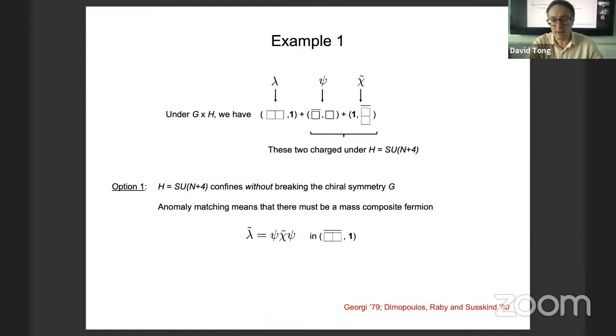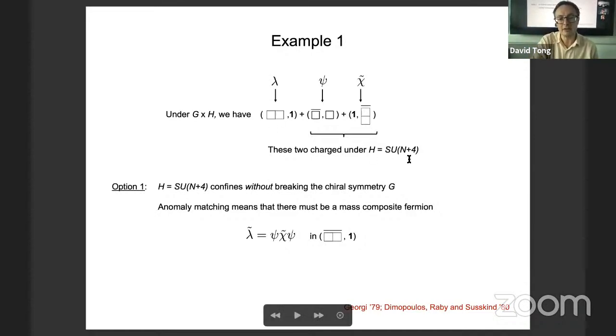The first one is a very old suggestion. It goes back to work of Georgi and Dimopoulos and Raby and Susskind 40 years ago. And the suggestion is the following, that this H equals SU(n+4) chiral gauge theory might confine without breaking its global symmetry group. Now, the global symmetry group for this H chiral gauge theory is precisely this G equals SU(n) that we're desperate not to break. So this seems like it might be good.